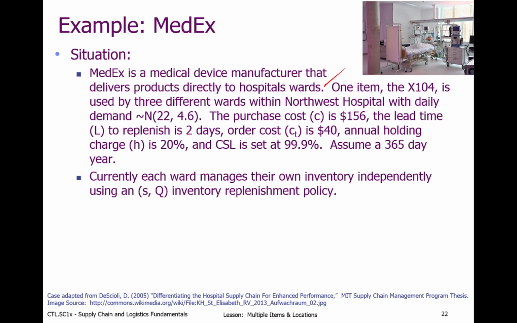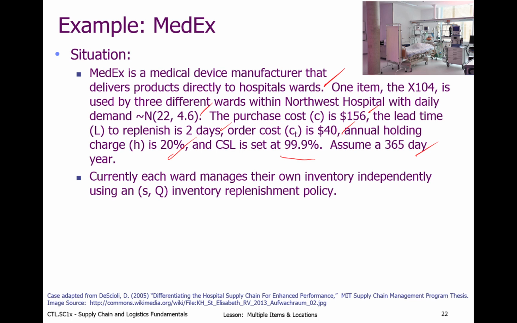these days. One item, the X104, is used by 3 different wards within a certain hospital, the Northwest Hospital, and the daily demand at each of the wards is normally distributed with a mean of 22 and a standard deviation of 4.6. The cost is $156 each. Lead time is 2 days. Transaction order cost is $40. Holding charge is 20%. Cycle service level is 99%. And we're going to assume a 365-day year here for this analysis.